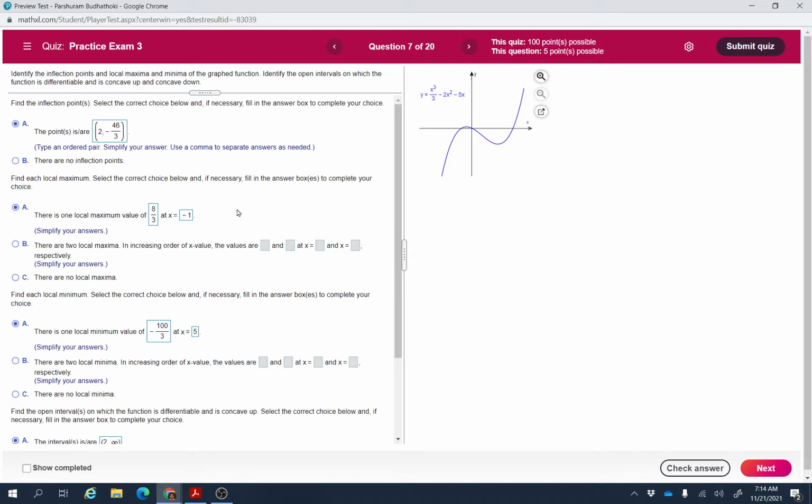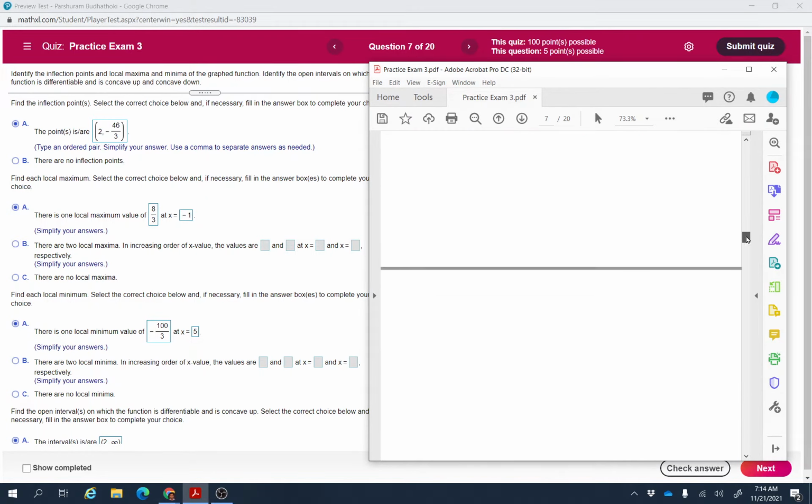Whenever you try to find information about concave up or concave down, you need to find the inflection point. Inflection point means where the second derivative of that function should be 0, where the concavity of that function changes. So this is the function we have been given, x cubed over 3 minus 2x squared minus 5x. We're going to take that function.